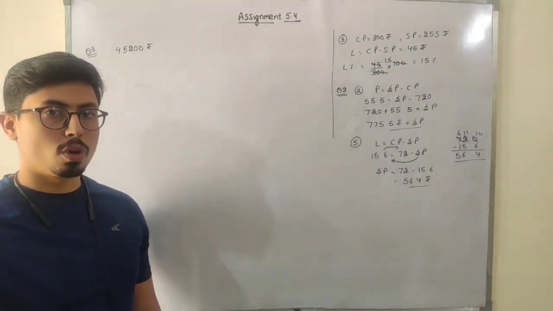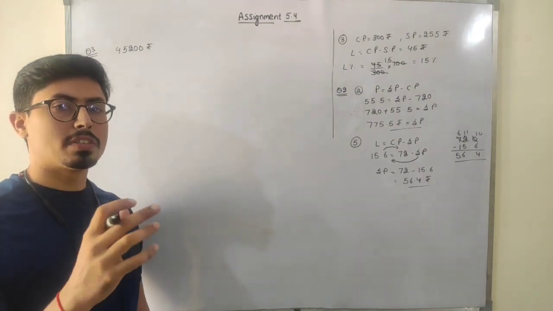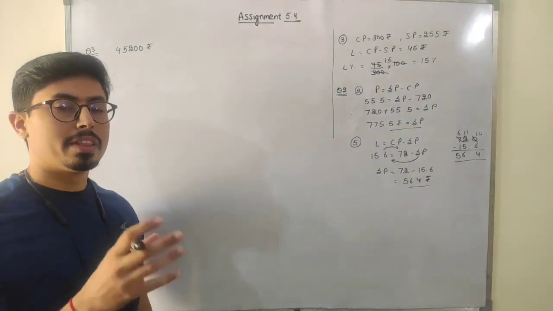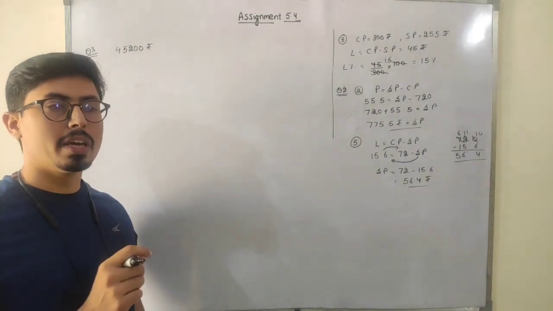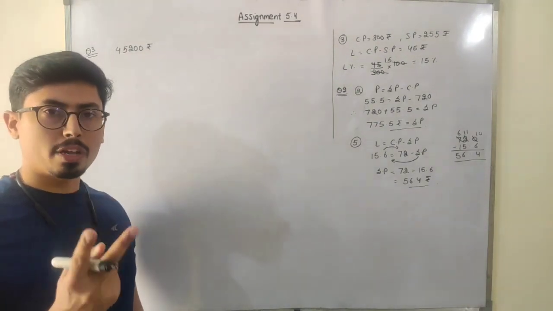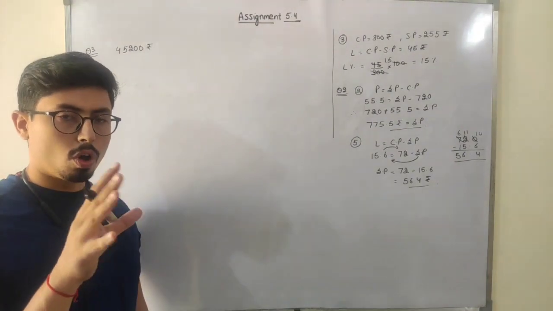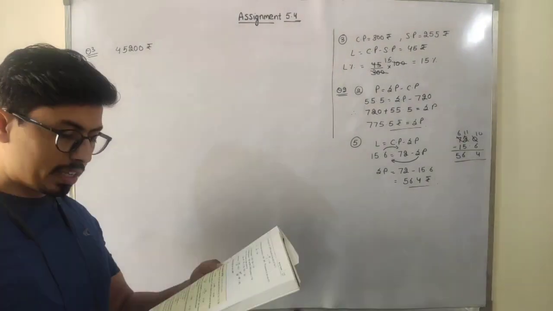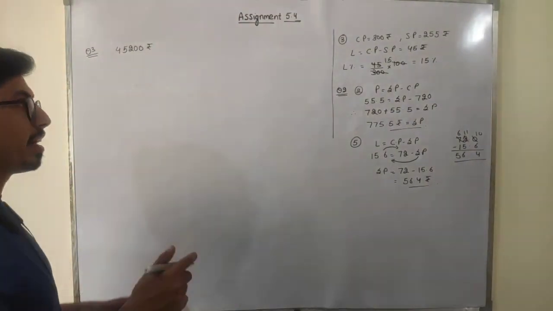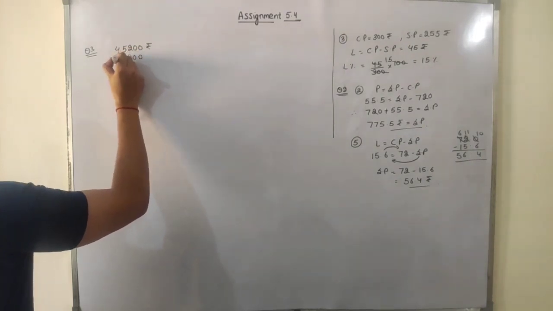Students, always make sure that the repairing cost, transportation cost, or if something is damaged, that cost will always be added into the CP. Just remember this thing. If transportation cost is there, repairing cost is there, or something is damaged, all these costs will be added to the cost price. So the repairing cost is rupees 2,800.